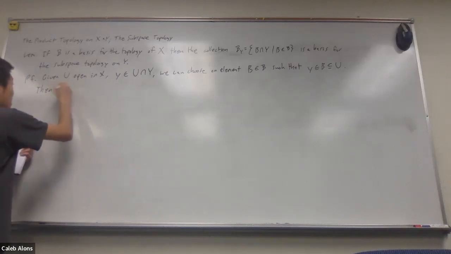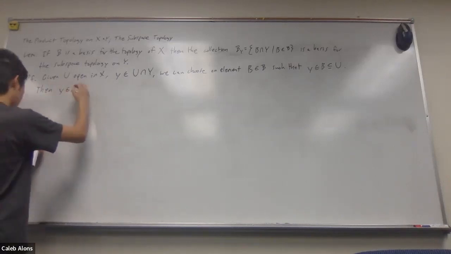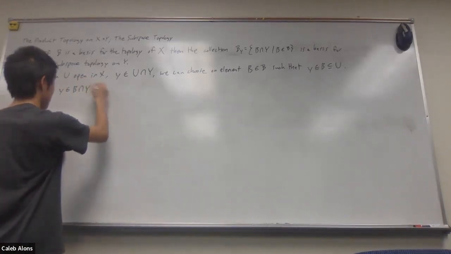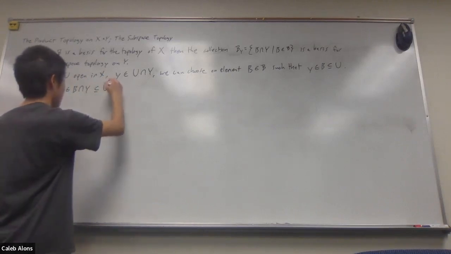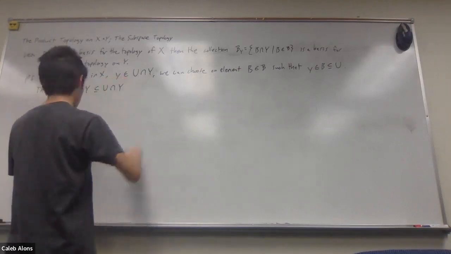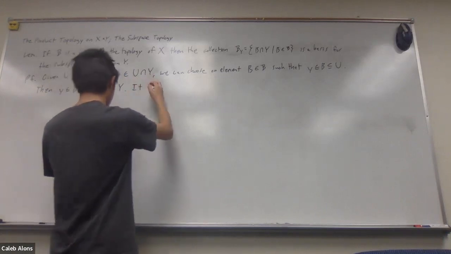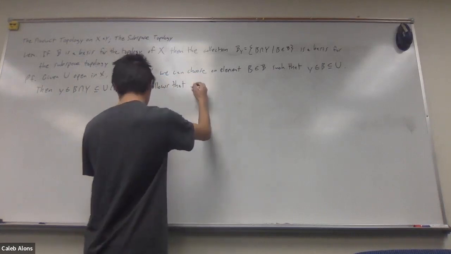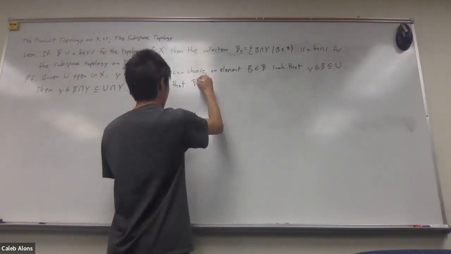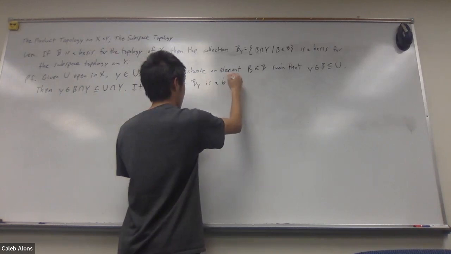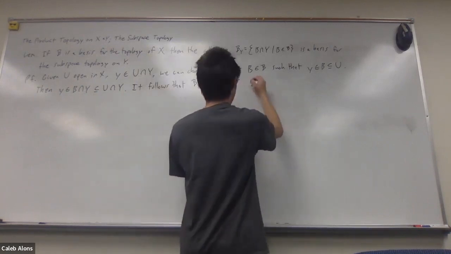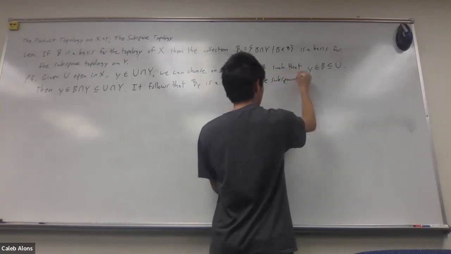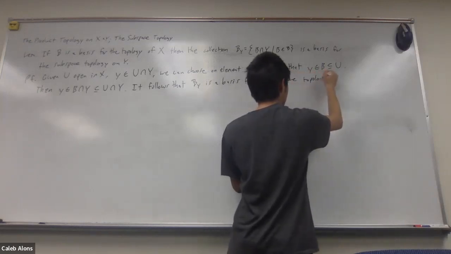Because then y is in B intersects Y, which is a subset of U intersects Y. And then that's what we needed to show. So it follows that the collection is a basis for the subspace topology.